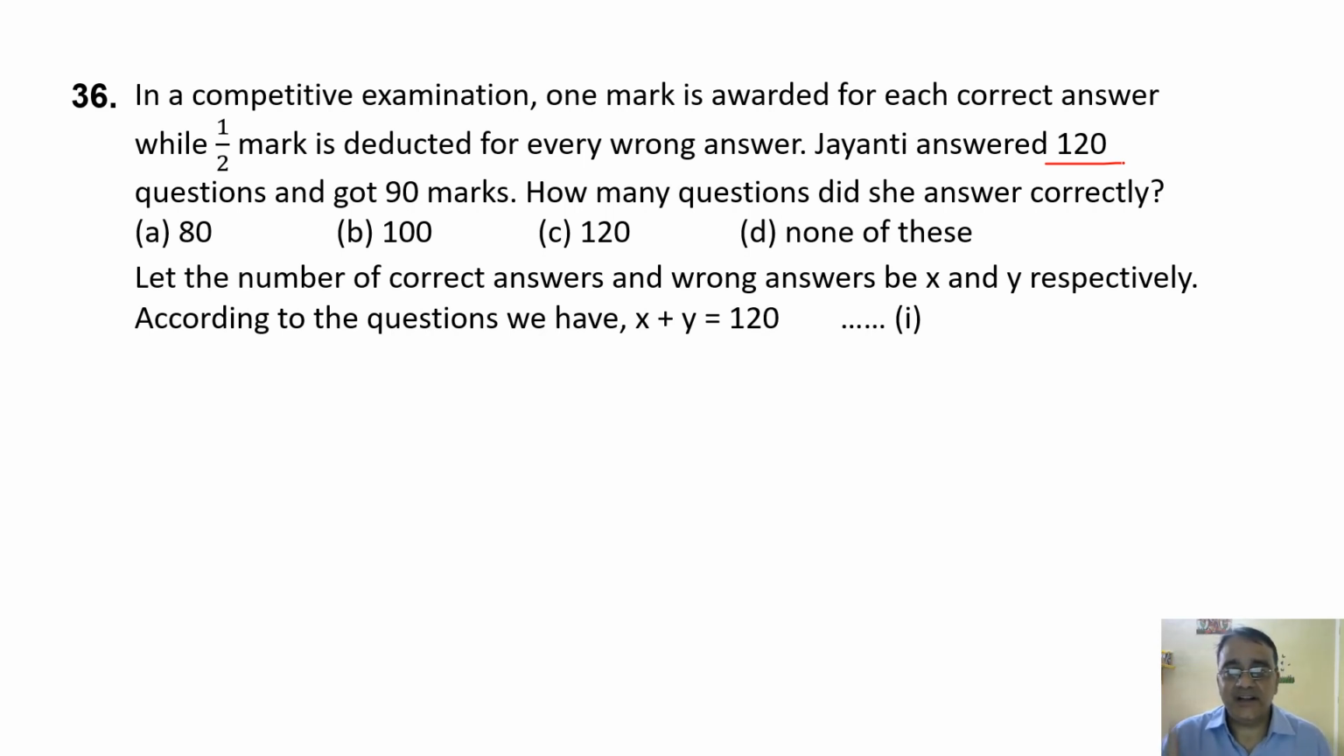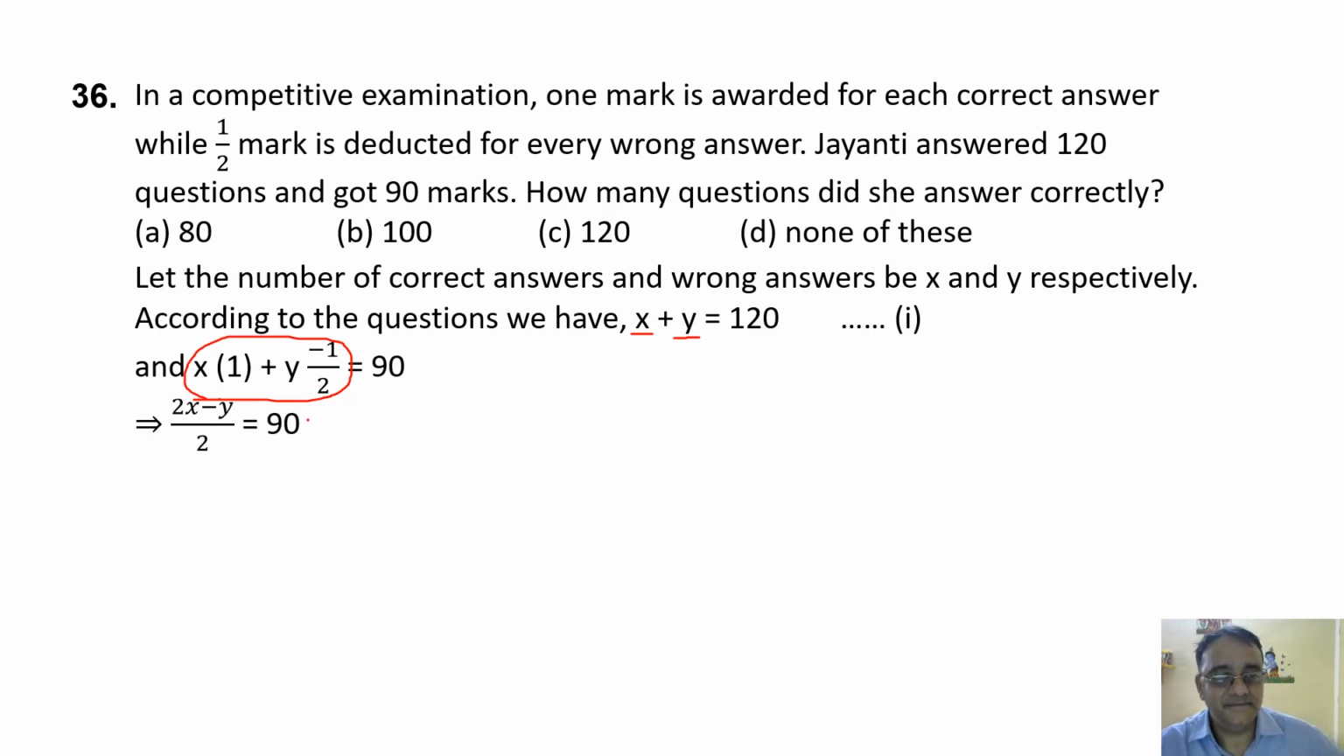Okay. So sir, 1 mark awarded for a correct answer, so x into 1. And half mark deducted, so y into minus 1/2. Here 1 mark is being awarded and here minus half is being reduced. So x into 1 plus y into minus half is equals to total marks 90. Right, now we'll take LCM here. So if you take LCM, you will get 2x minus y upon 2 is equals to 90. So this is clear. So 2x minus y is equals to 180.